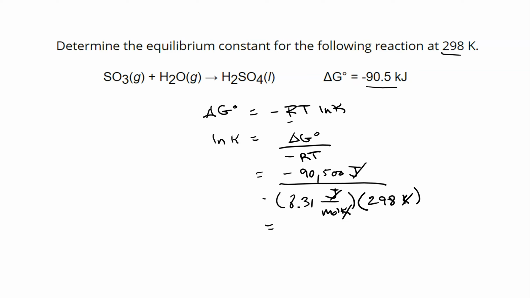And let's see what natural log of K is. This is going to solve to be negative 36.54. Excuse me, it's not negative 36.54. It is a negative over a negative. I almost missed that. Very brief negative.